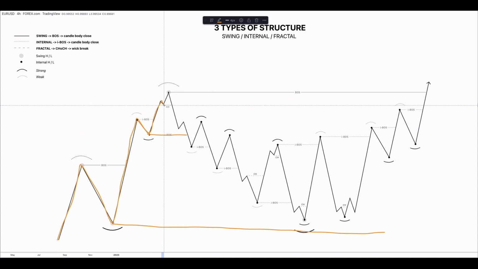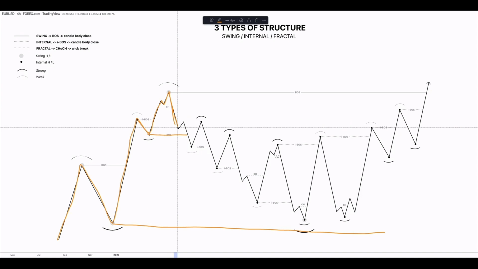Then we get a bit of a fractal pullback. We continue to the upside, but then the fractal structure shifts bearish. So we get a change of character. So at this point, we can start to think, okay, maybe now the swing pullback is going to kick in, but it's not confirmed until what? It's not confirmed until we get the bearish IBOS. So at this point in the live market, we get the bearish CHoCH. We only have confirmation that we're getting an internal pullback into this low.